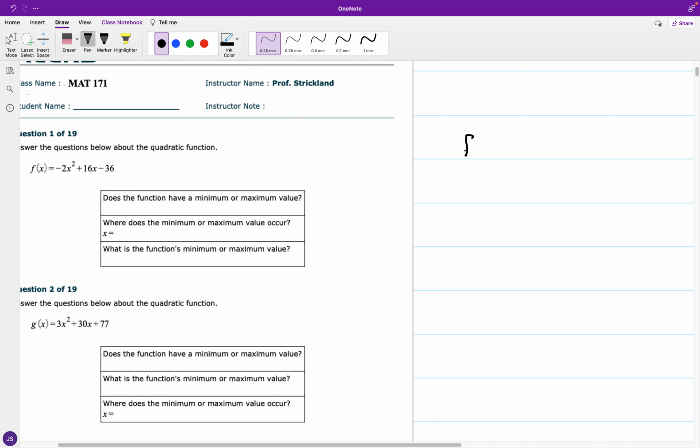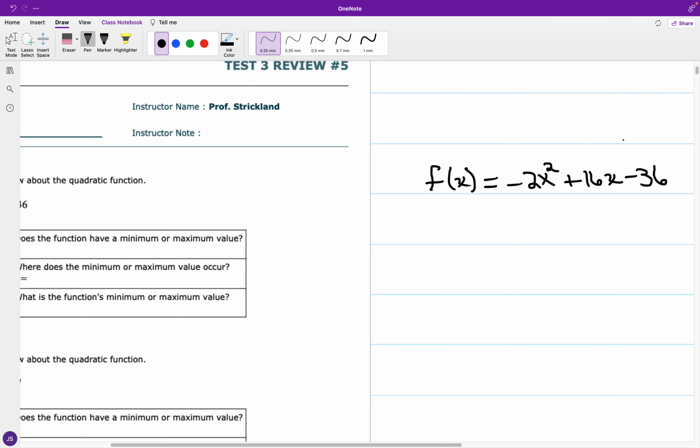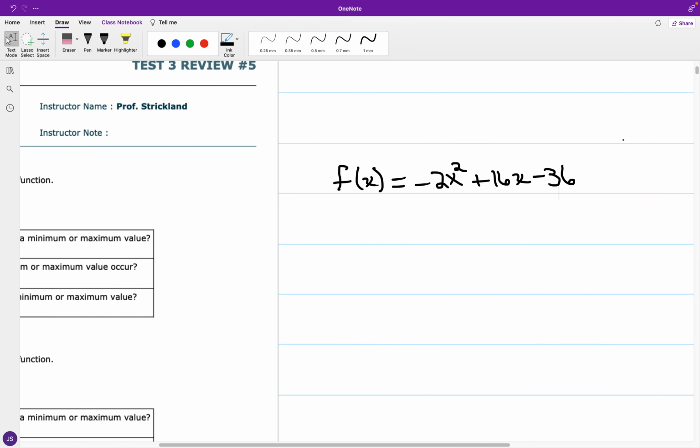So right now we have f of x equal to negative 2x squared plus 16x minus 36, and again, transitioning from the standard form to the vertex form, I'll be looking at separating the variable terms apart from the constant at the end.